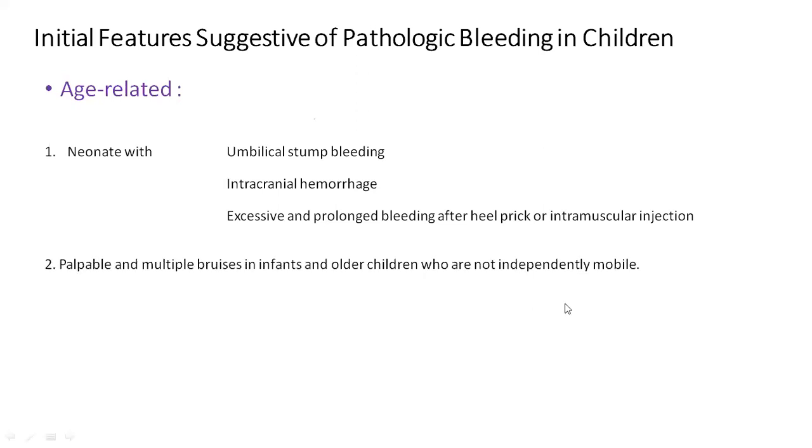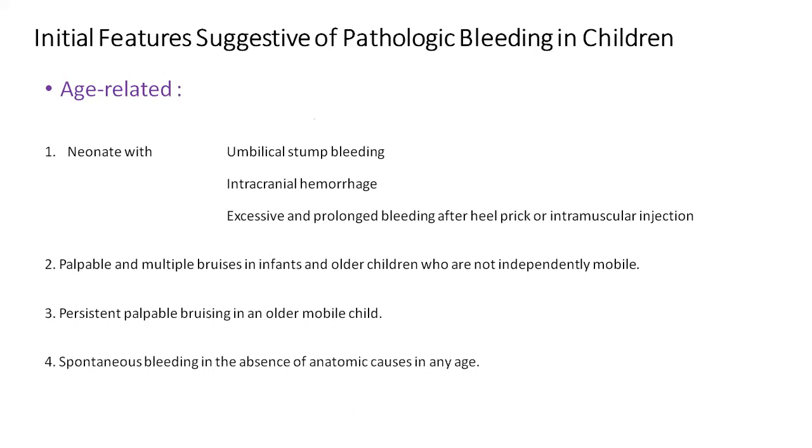And any palpable or multiple bruises in infants and older children who are not independently mobile. So you need to suspect pathological bleeding. Persistent palpable bruising in an older child, definitely you need to suspect pathological bleeding. And spontaneous bleeding in the absence of any anatomical causes, you have to suspect pathological bleeding. These are the common things, age-related wise.